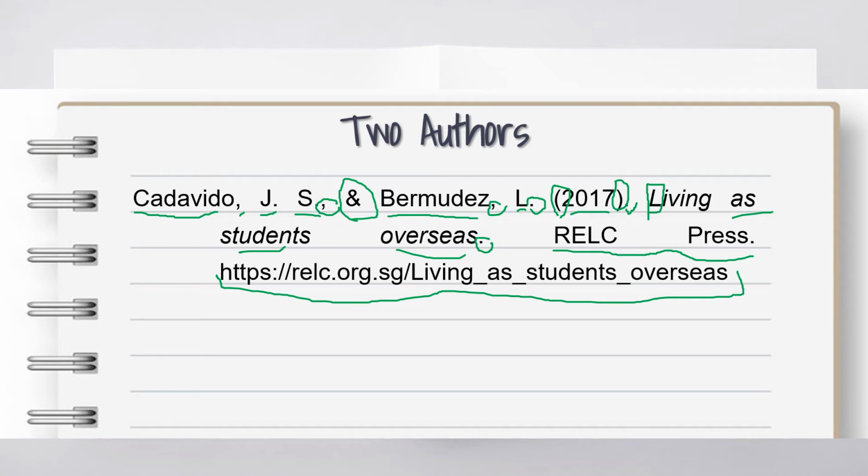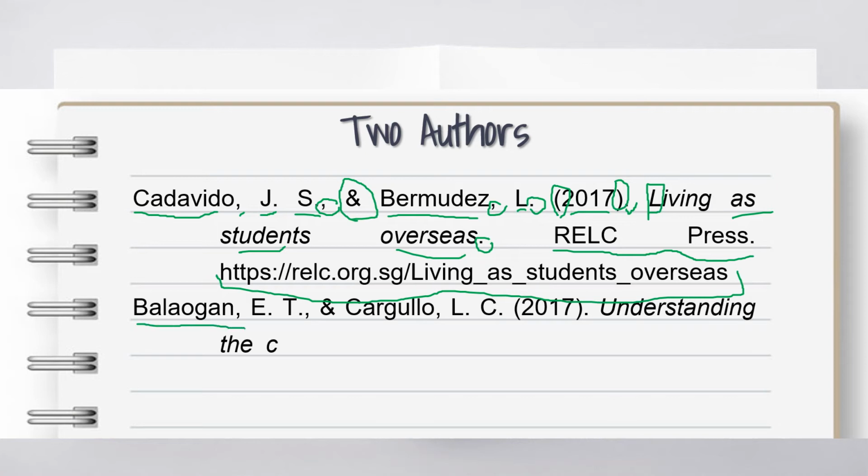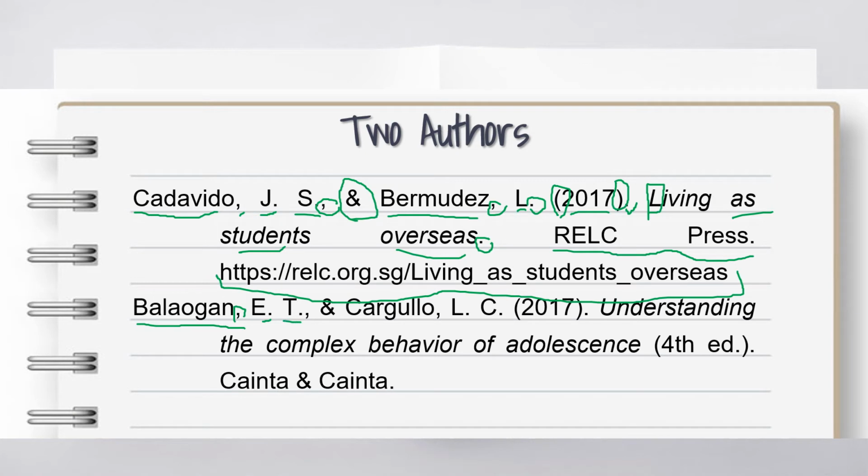Okay? Next, we have Balaugan as our first author, and then comma, and then the initials E with a period and T with a period, and then a comma again. And then we have the end sign and the surname of the second author. We have the comma, the initials with a period, and so we have here the year of publication inside the parentheses, which is 2017. We have the period, and then we have the title, Understanding the Complex Behavior of Adolescents. So again, what are we going to capitalize?